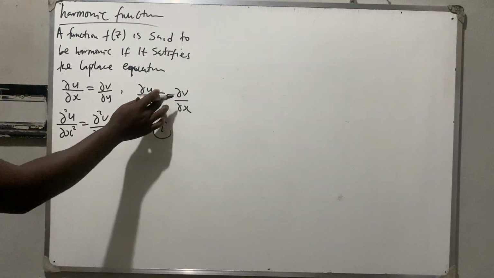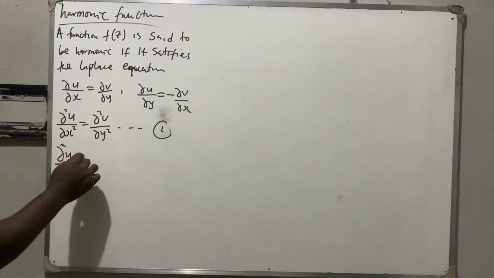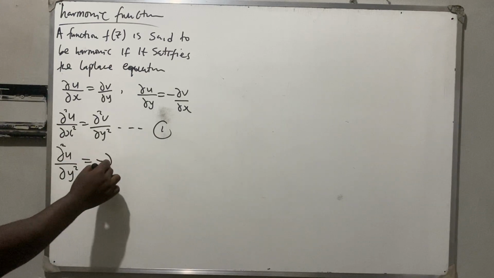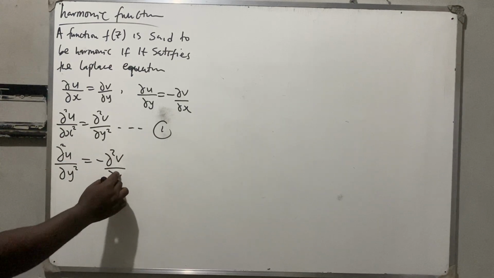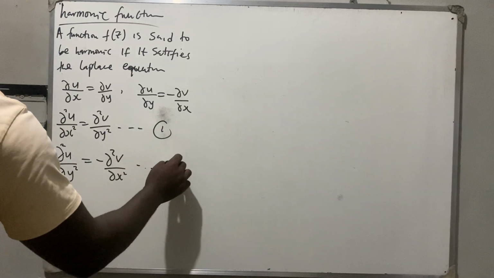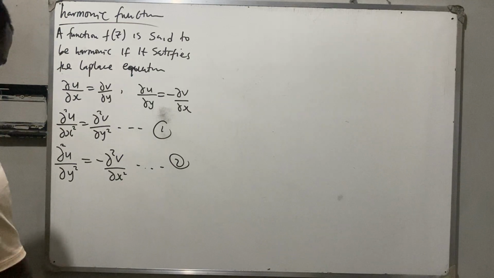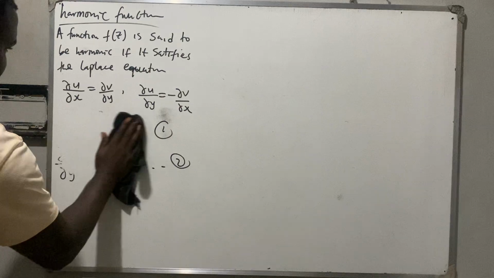And then from this side, take the second derivative of this side. I'll have partial squared u over partial y squared is equal to negative of partial squared v over partial x squared. So if we add the two of them, let us add equation 1 and 2. Sorry, the mistake is that we are taking the derivatives with respect to x.